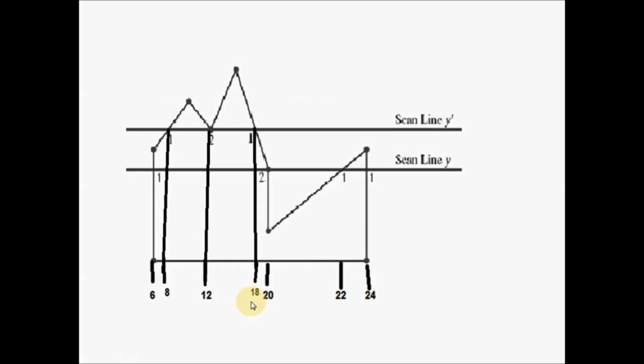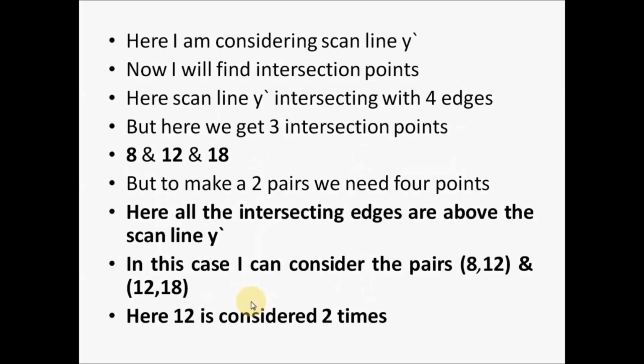But there is a problem here. What is that? To make a pair, we need 4 points. How many points do we need to make a pair? 4 points. But how many intersection points are there here? Only 3. So in this case, what do we have to do?